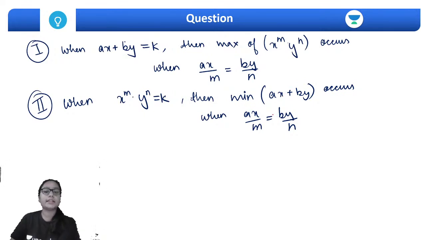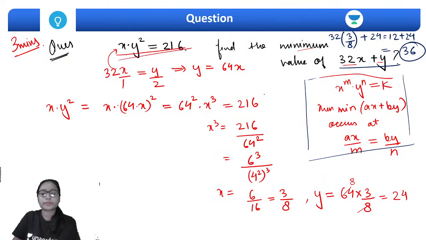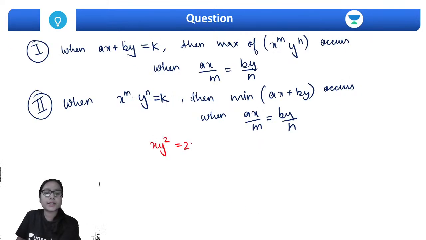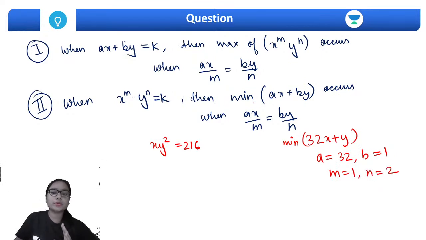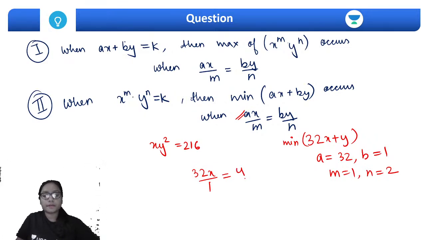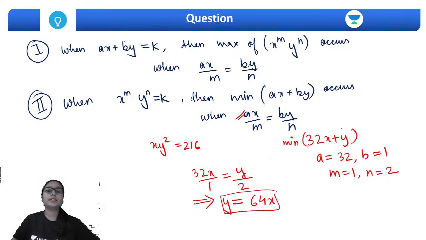Now you are asking how to find the value of x. So I have that x into y square is 216, and along with this I have 32x plus y. We have to find the minimum value of 32x plus y. In this question the value of a is 32, the value of b is 1, the value of m is 1, and n is equal to 2. So I'll put the values in this. a into x means 32x, m is 1, is equal to b into y means y upon 2. So from here I can write that the value of y is equal to 64x, and this I am going to put in this equation.